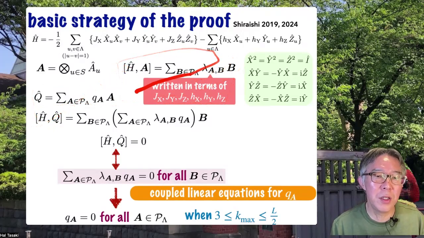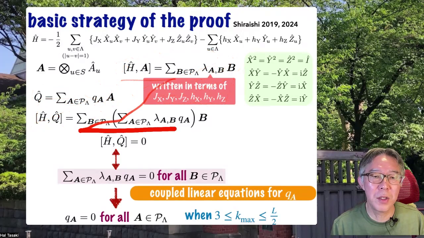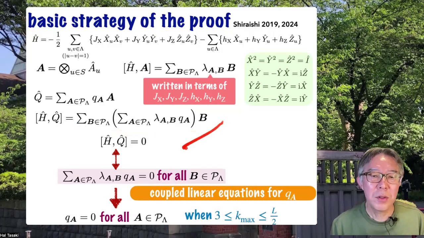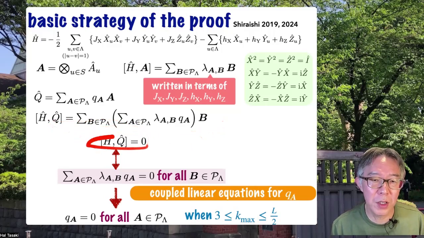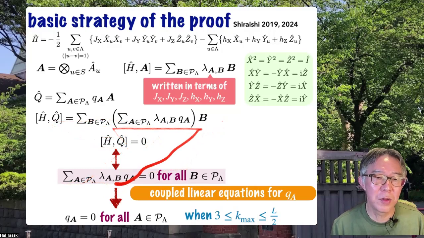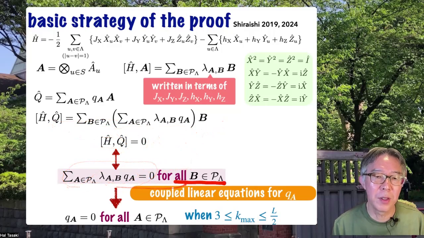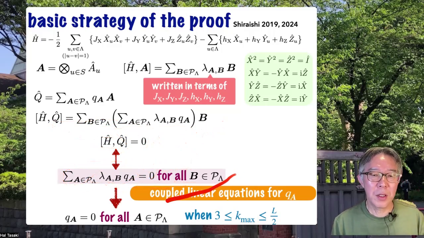And now since we have this, the commutator can be written by using this like this. We have exchanged the order of sum, and so the commutator can be written in this form, right? Now we require that this Q is a local conserved quantity. So this commutator is 0. And then this means that since these guys are linearly independent, each coefficient is 0. So what you find is that this thing is 0 for all b. So this means that we obtained coupled linear equations for this QA.